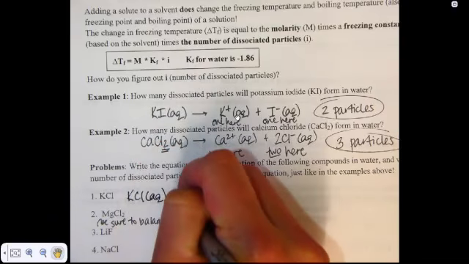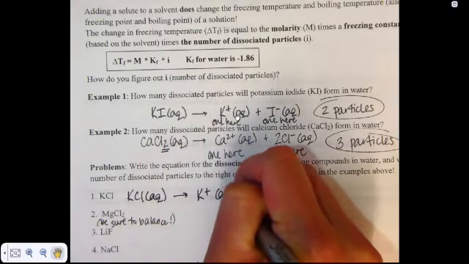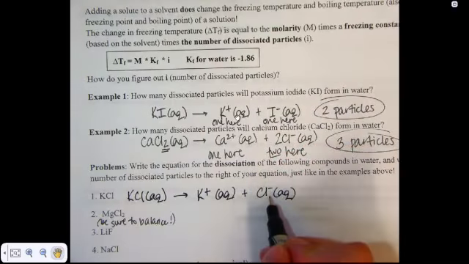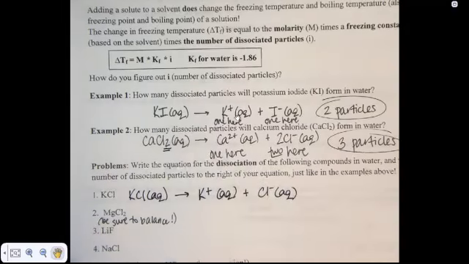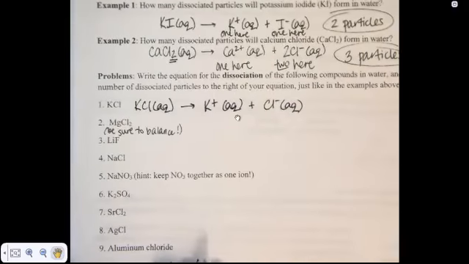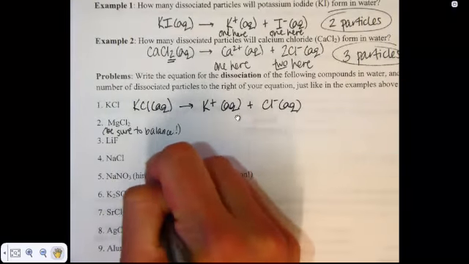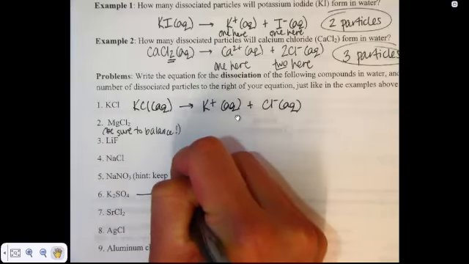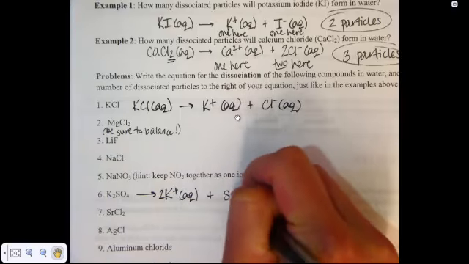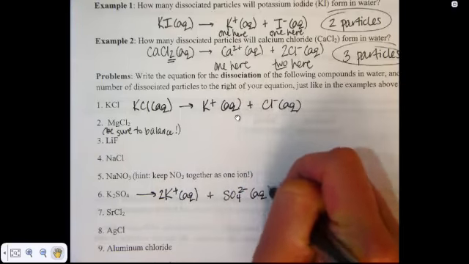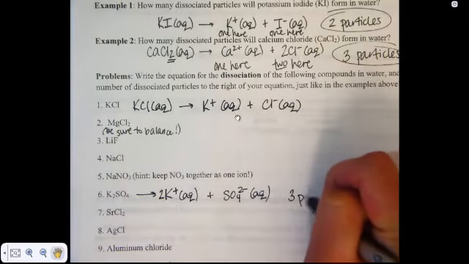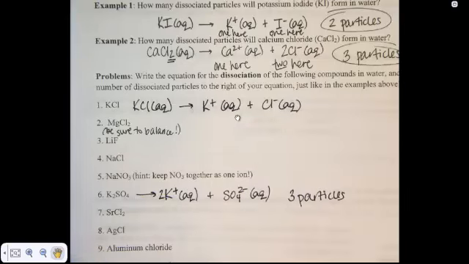This one is just like the first example, where you end up with 1 potassium and 1 chloride, and just check yourself to make sure that you have included these plus and minuses. What about a slightly more difficult one? Down here at number 6, we have 2 potassium ions, K2, and SO4, 2-. So this is 2 particles here, 1 more here, so that's 3 particles total.